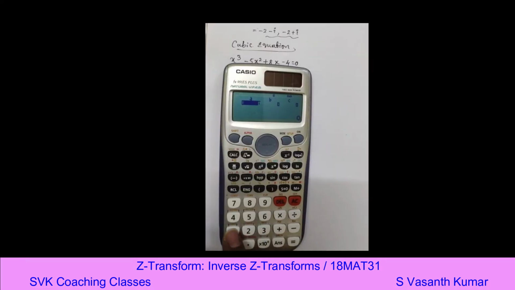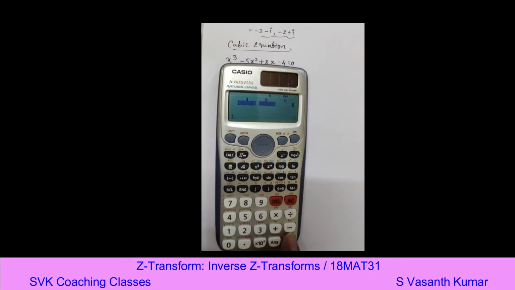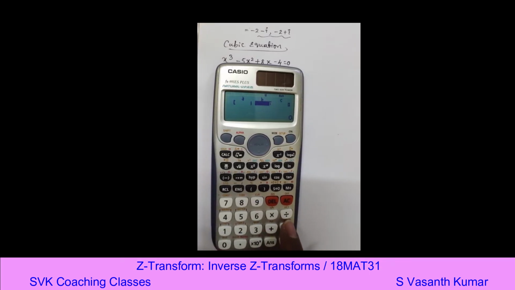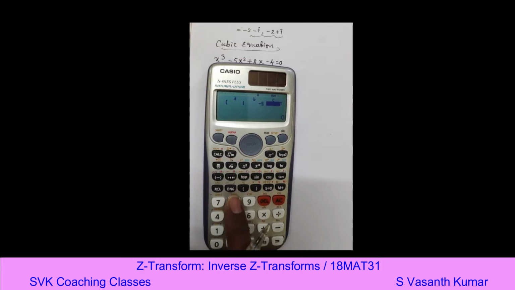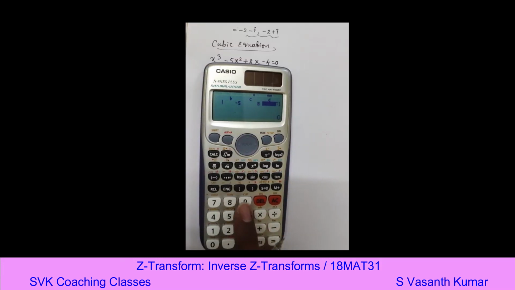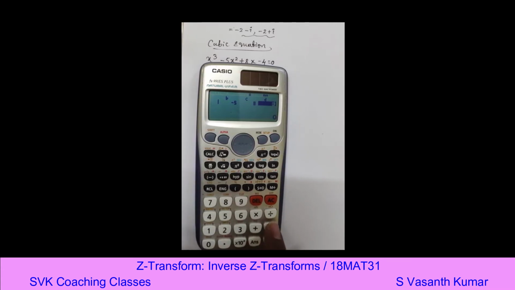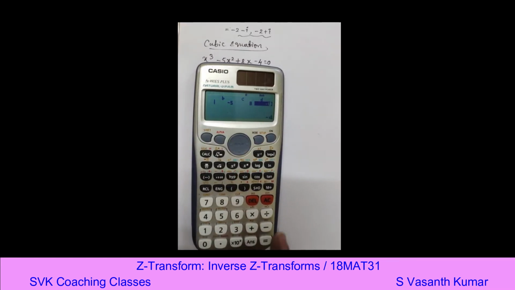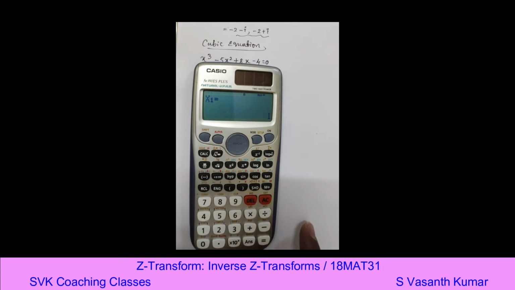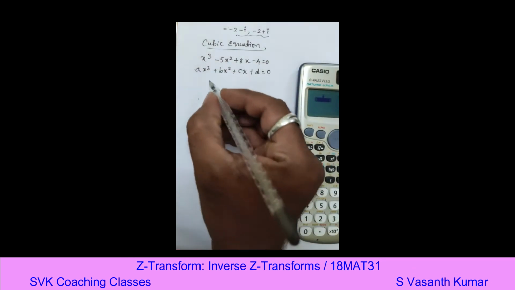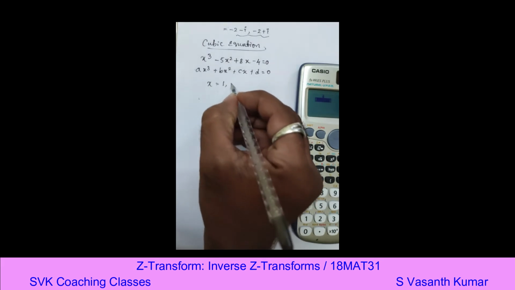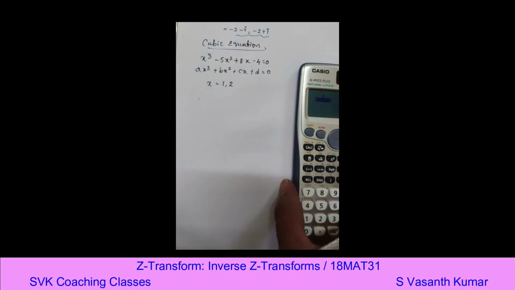The coefficient of x cube is 1. Coefficient of x square is minus 5. Coefficient of x is 8. Coefficient of constant term is minus 4. So when you are getting x1 as 1 and x2 as 2, which means x equal to 1, you got one more root as 2.